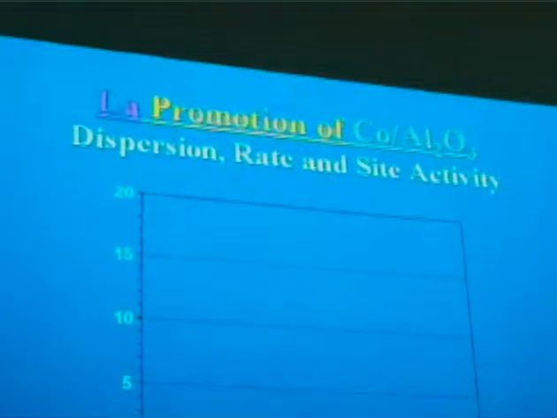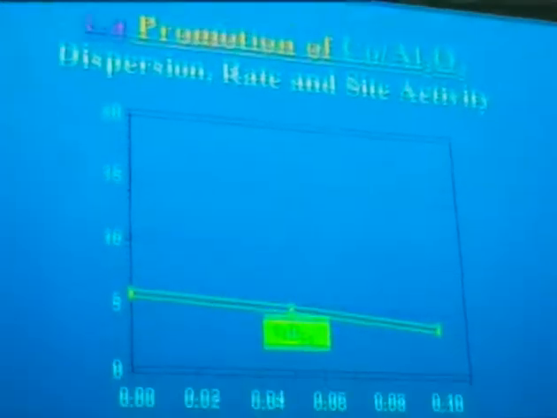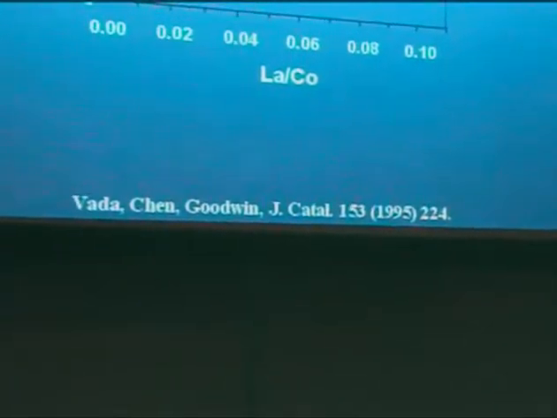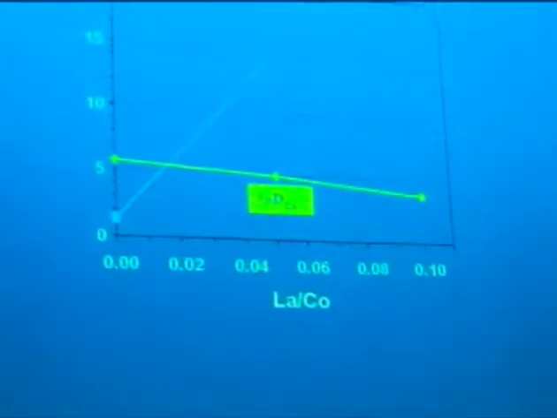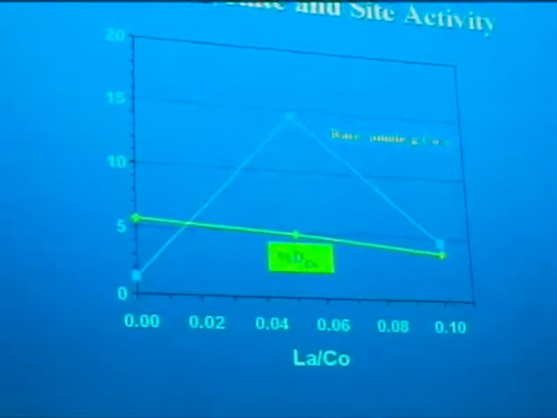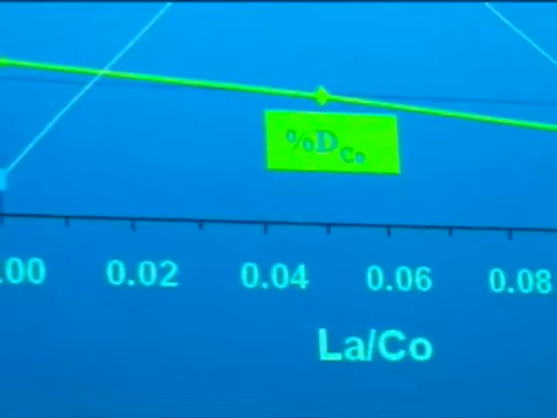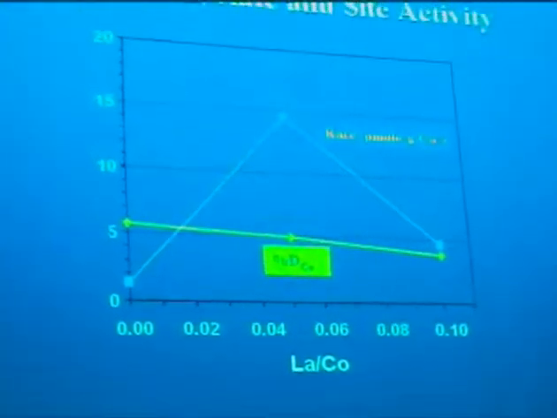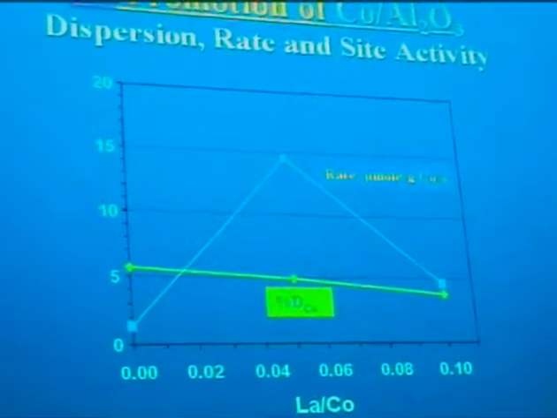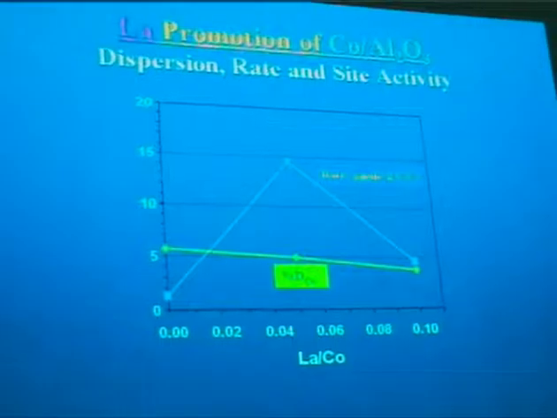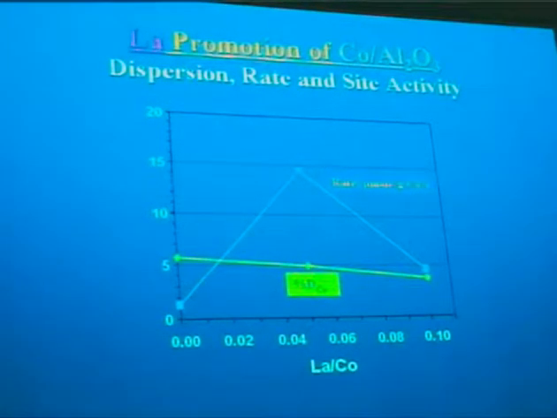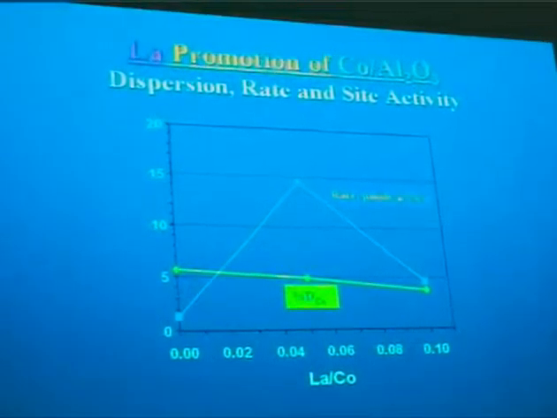Lanthanum promotion on cobalt on alumina. Dispersion that you measure with chemisorption goes down apparently. The rate goes to a maximum. Again, as you all know, too much of a good thing can be bad, and especially as you get to higher and higher loadings, depending on how the promoter associates with the metal. So if you start decorating the surface, you start blocking sites, or decorating the metal surface, I should say.